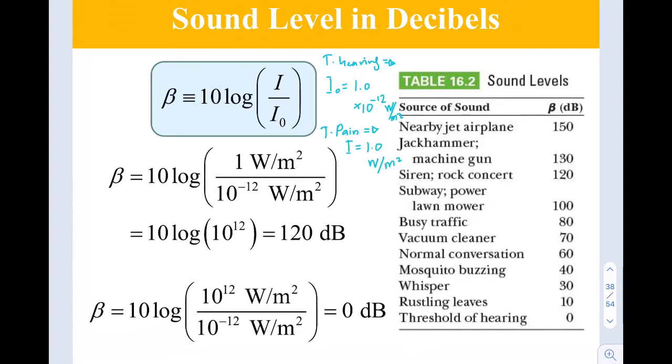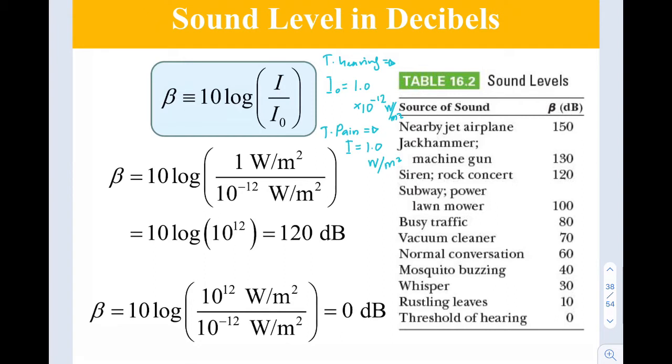I naught here has a value of 1 times 10 to the power of negative 12. This is the threshold of hearing, the weakest intensity that humans can hear, which is why it is named the threshold of hearing. This is the threshold of pain, the highest intensity that humans can tolerate. If it is bigger than this, it is going to cause pain.